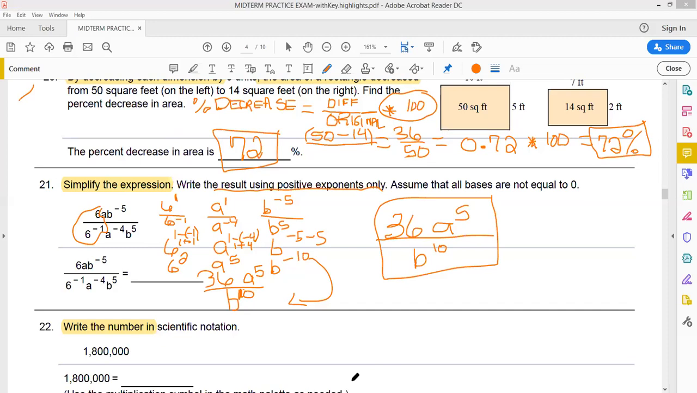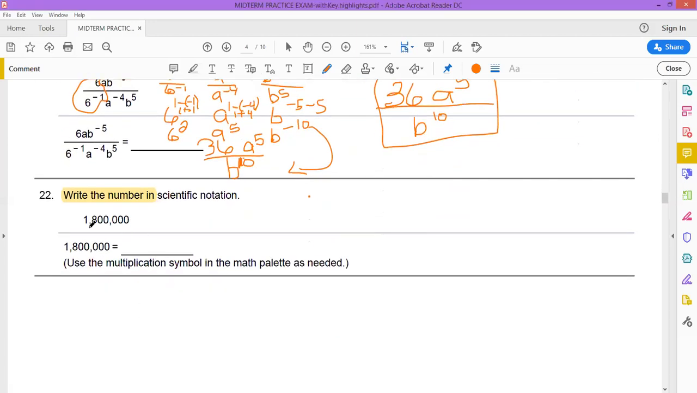Now let's look at number 22. We're writing this number in scientific notation. Now remember, if you don't see a decimal point, the decimal point begins at the end of the number. And your goal is to move that decimal point to a spot where the digit that's in front of it is 1 through 9. Okay, it can't be smaller than 1, and it can't be larger than 9.